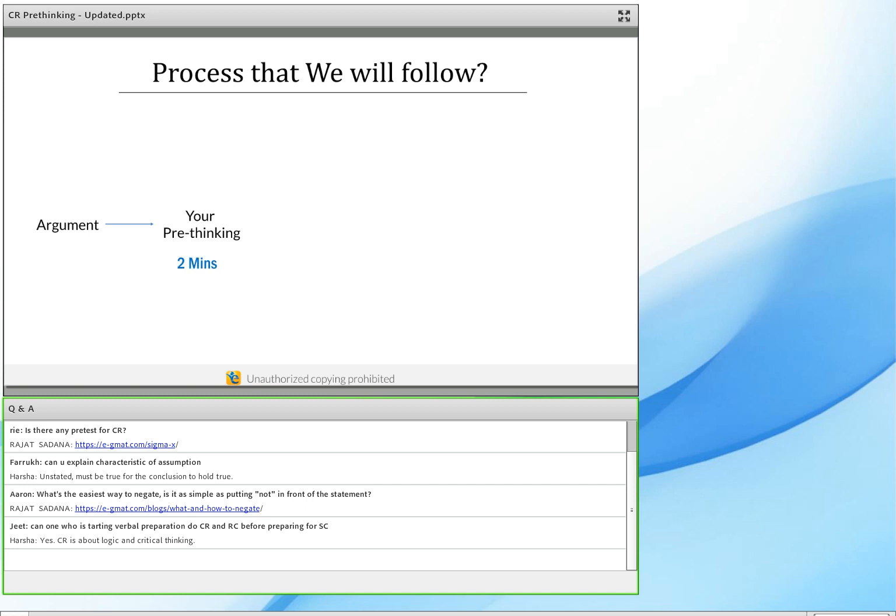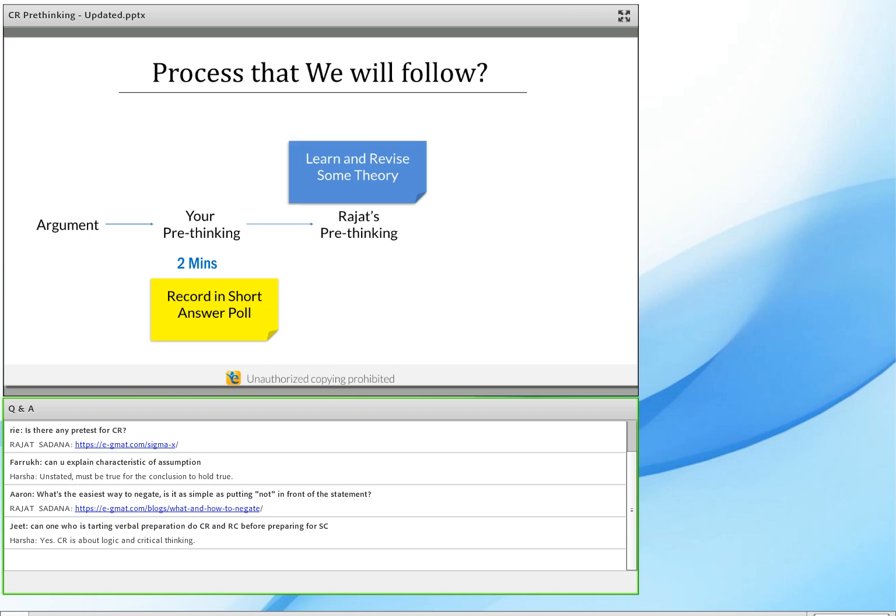So I'm going to give you an argument. It's not going to be as simple an argument as what we did right now, because I want to tell you how to go about pre-thinking. Then you're going to record your pre-thinking in a short answer pod. Then I'm going to go through my way of doing pre-thinking. And we're going to come back to this theory and really see what a falsification question is. And then we're going to look at a few submissions over here. So essentially, we're going to do that three-step process.